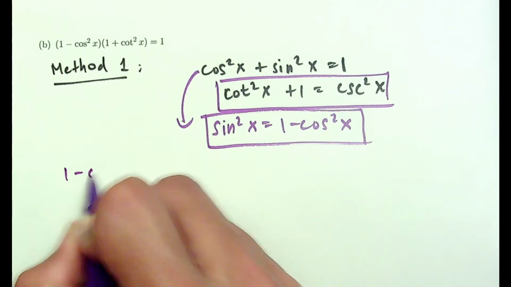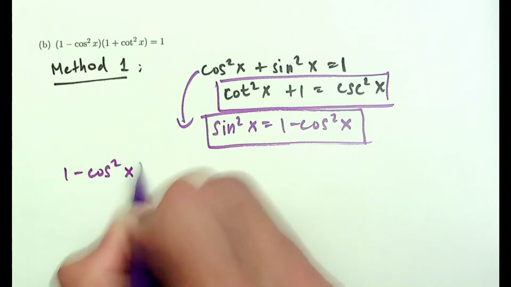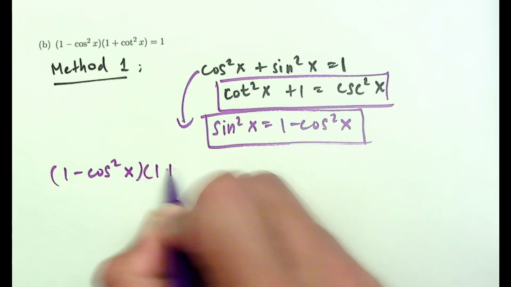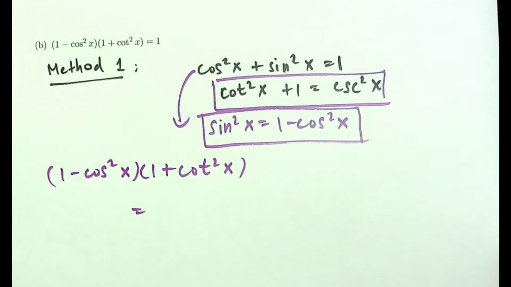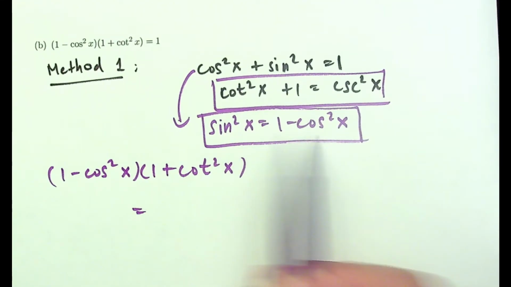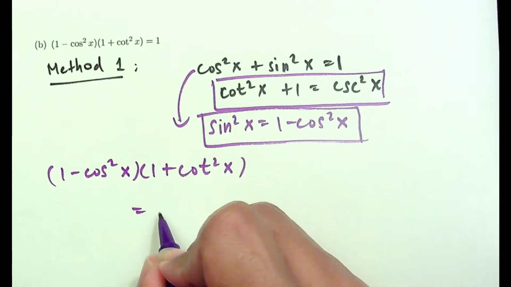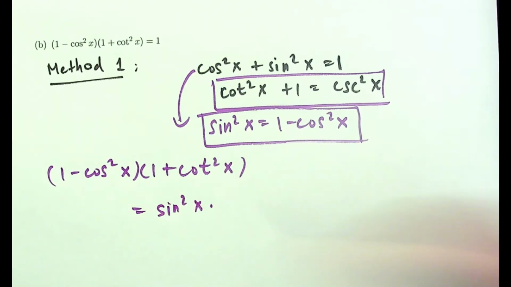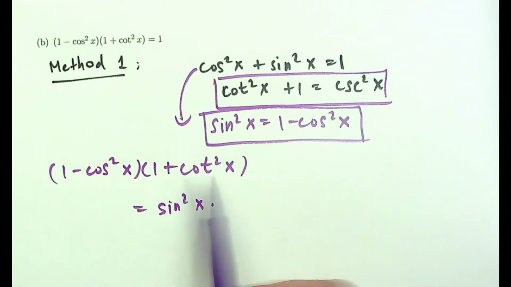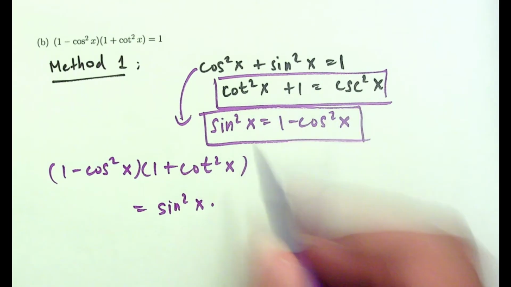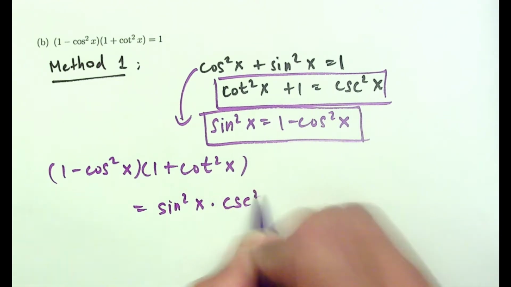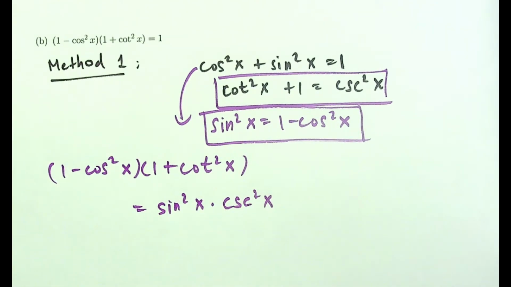I'm going to copy the left-hand side again for my convenience. So this is what the left-hand side is. So 1 minus cosine squared is actually the sine squared, so we can replace that with sine squared. And 1 plus cotangent squared is the same as this. The order is different, but it's the same. And that is cosecant squared. Okay, that's better.